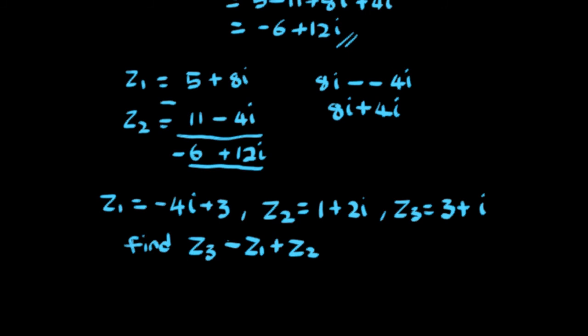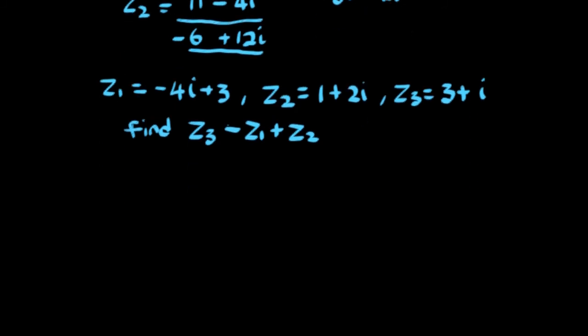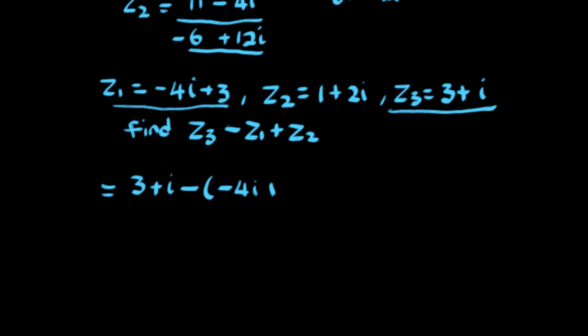How do we go about this piece? Moving the page, we have z3 now. Which of them is z3? This is our z3, such that we're going to put that first. So that will be 3 plus i, and we are told to subtract z1. It says minus z1, and this is our z1, minus 4i plus 3. That will be our z1, and we are told to add z2, 1 plus 2i.